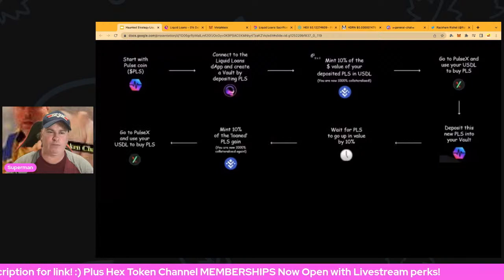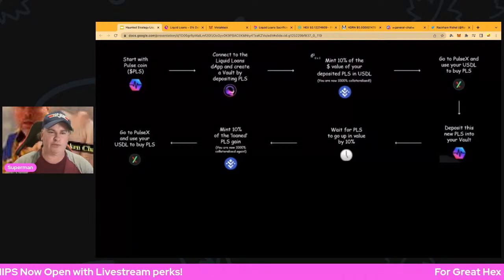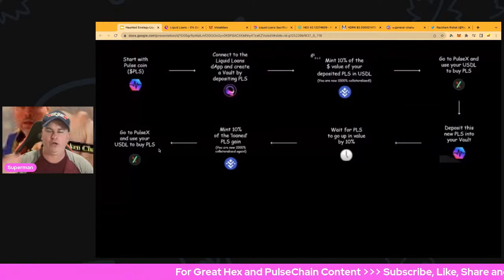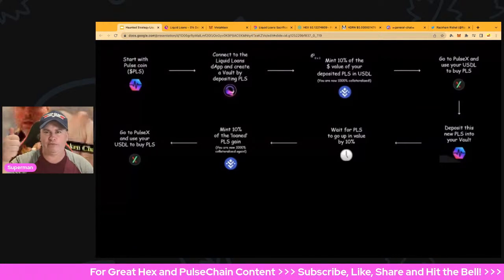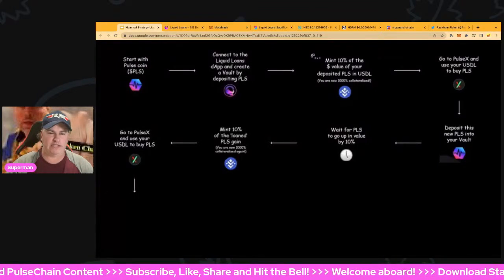Then we're going to go on to the next step, which is to go to Pulsechain and use your USDL to buy more Pulse. We already saw earlier what that looks like. So we can go to Pulsechain and use it to buy more Pulse, and rinse and repeat. So that's the second time we're buying more Pulse. Our main goal of getting more Pulse is working perfectly. We've done that two times now. Then, of course, we're going to go on to the next step.